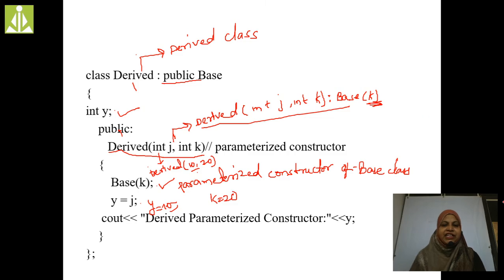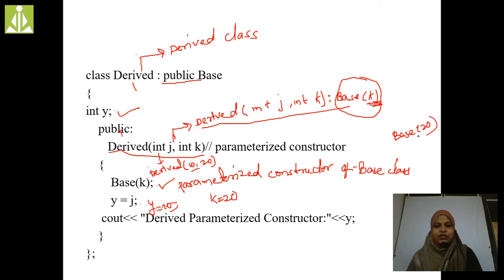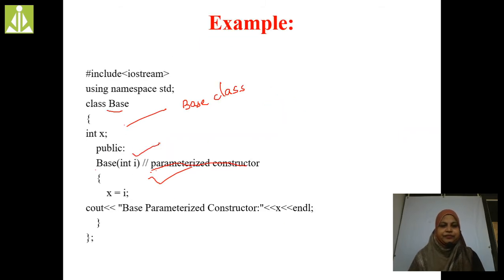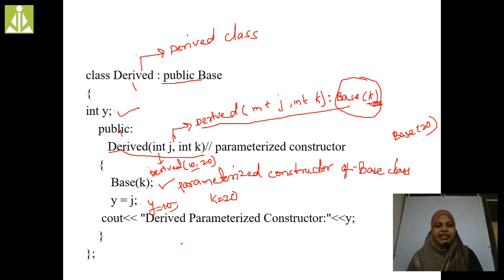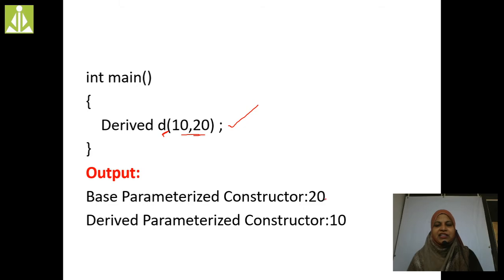Whenever the compiler reads this statement base(k), that means base(20), control is going to transfer here, right? Now base(20). What is the value of x now? x equals i. What is the value of i? Here I am passing the value 20, so now 20. Now in the base parameterized constructor x equals 20, and y equals 10, right?